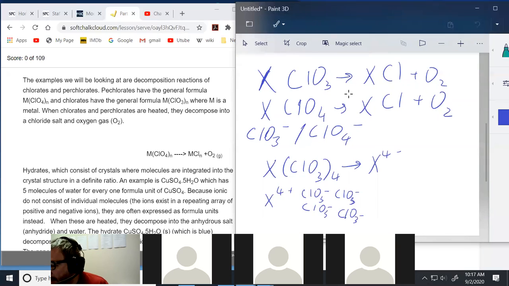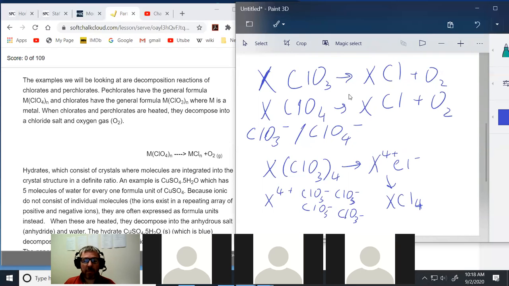So the compound would be made of X4+ and Cl minus. Therefore, it would be XCl4 that I would get as the metal chloride from that. It doesn't matter what X is. I mean, it could be anything.